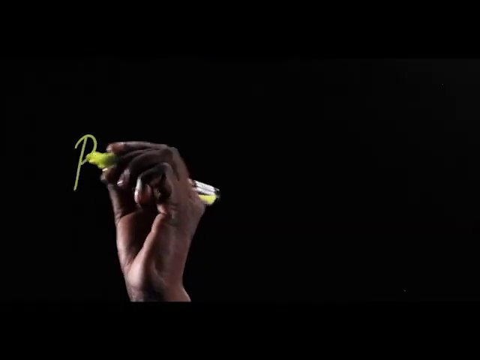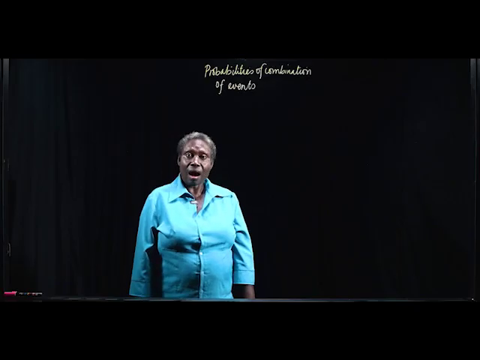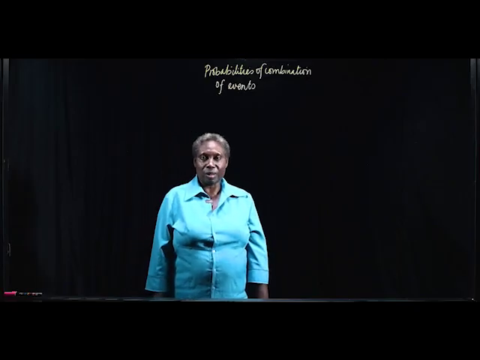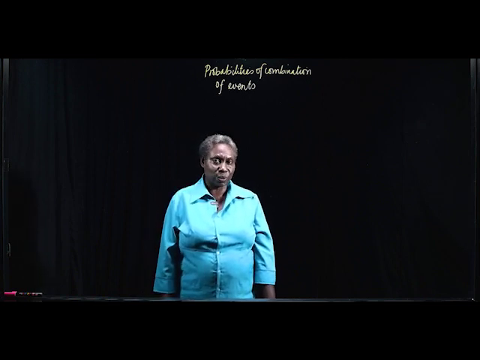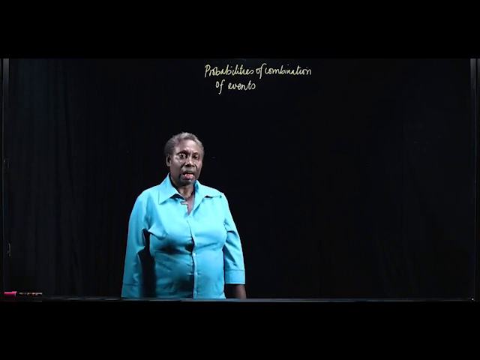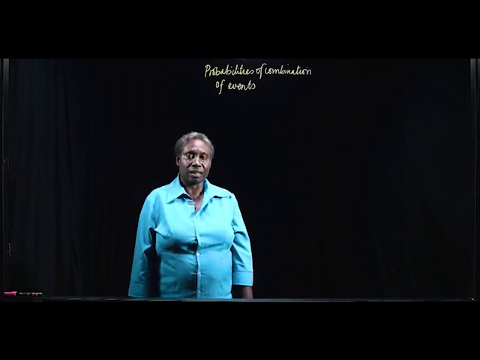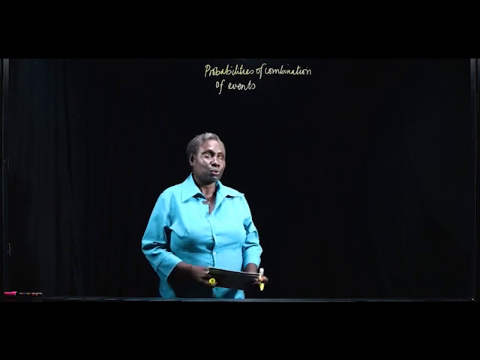Okay, in our last lesson, we looked at probabilities of events. In this lesson, we are going to look at probabilities of combinations of events. Now, how do we find the probability of getting 2 heads and a tail when a coin is tossed 3 times? We can use the tree diagram to calculate the probability of getting 2 heads and a tail. We are going to do that.